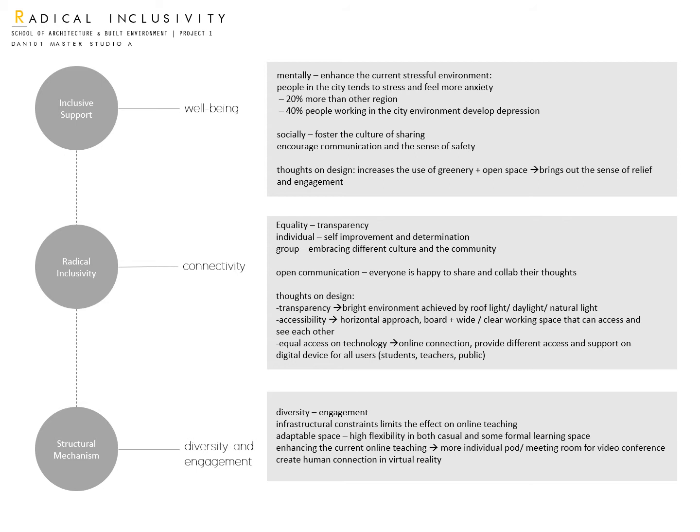For radical inclusivity, it's focusing on the idea of connectivity. Equality will be the word we are looking at. Self-improvement and determination, and of course, more importantly, embracing different cultures within the community. To achieve so, communication would be the key. Creating a space that can encourage people to share and collab would be great. Transparency and accessibility with a broad and horizontal approach in order to create official connections, and most importantly, providing equal access and support on technology for everyone.